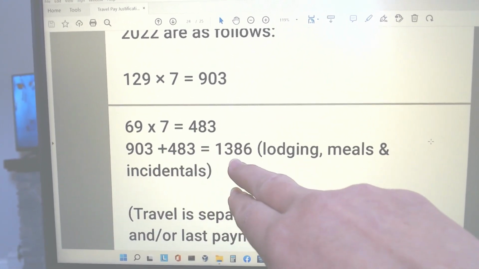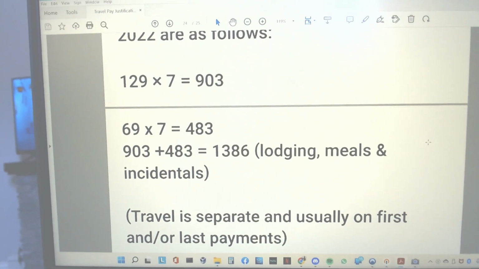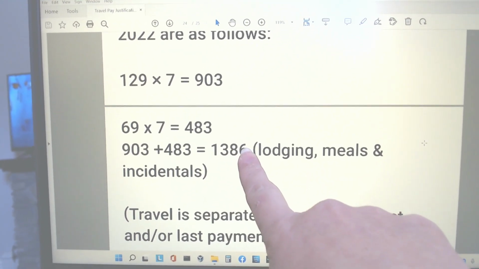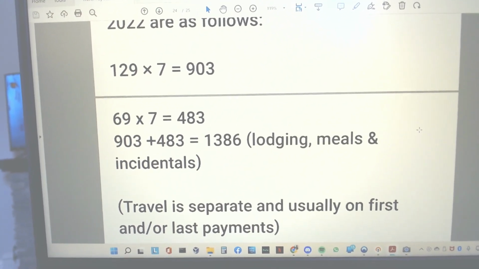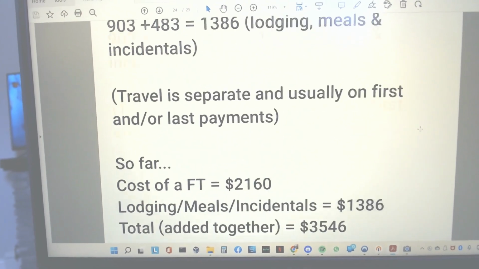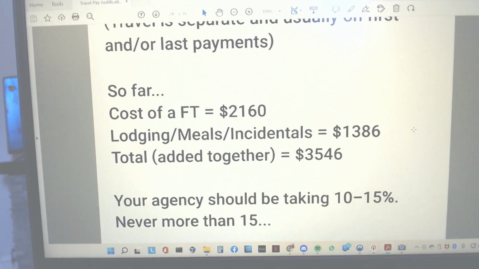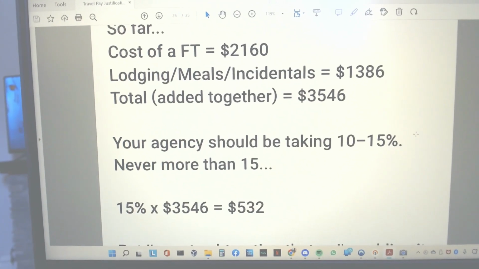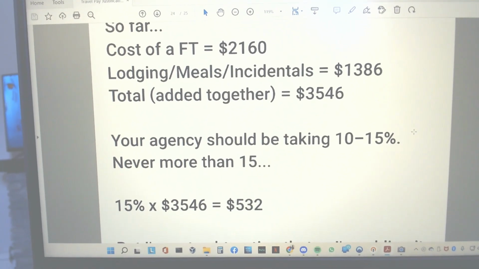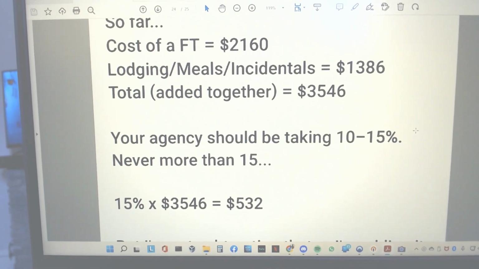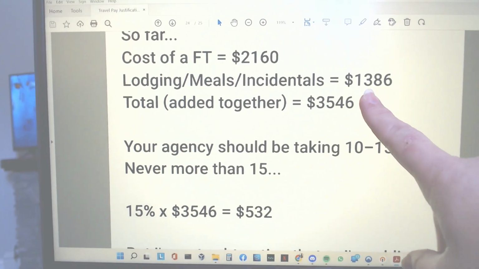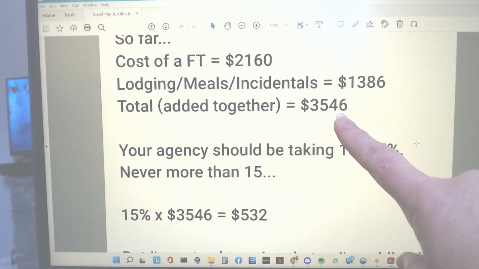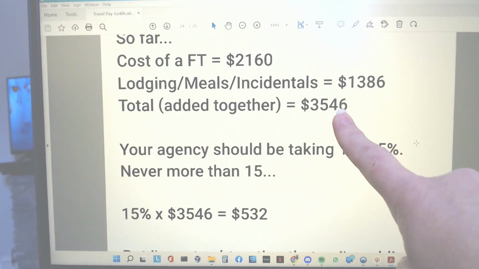So whether or not you put it here or you put it up in my pay for my hourly, I don't really care. But it's going in the total. Okay? See where that's at? All right. So far we have the full-time cost of an employee for the company is $21.60 for 36 hours. We have lodging, meals, and incidentals at $13.86. So add those together, you get $35.46 for a 36-hour contract.